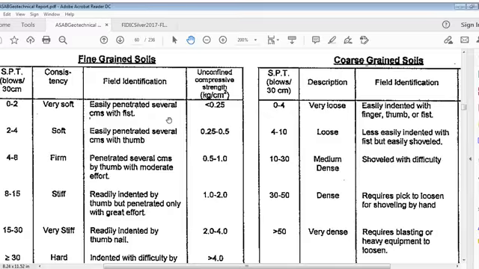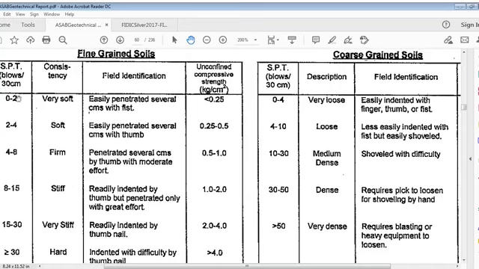Easily penetrated several centimeters with fist. You know this fist. With fist you can penetrate that. Unconfined compressive strength in kilogram per centimeter square is less than 0.25 kilogram per centimeter square. It's very small. I'm talking of this only. I'm not talking of the other one. Now first let us finish this and then we talk.